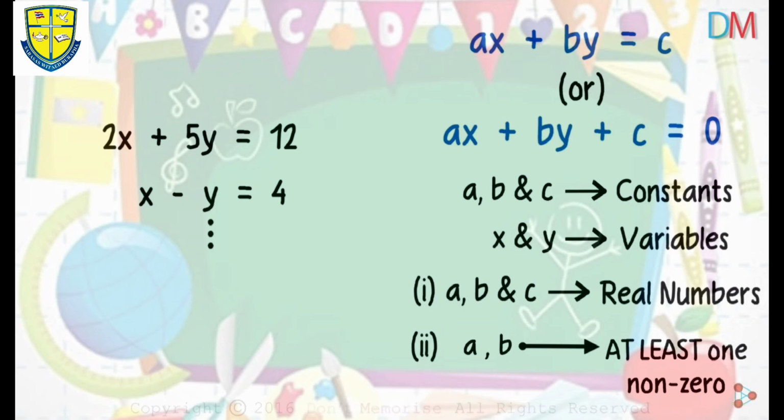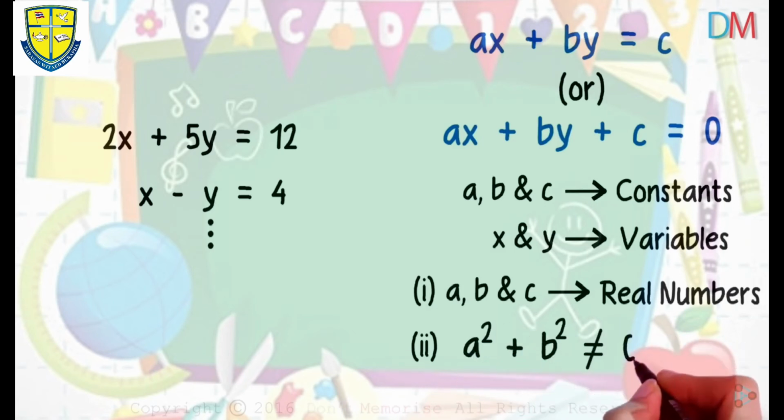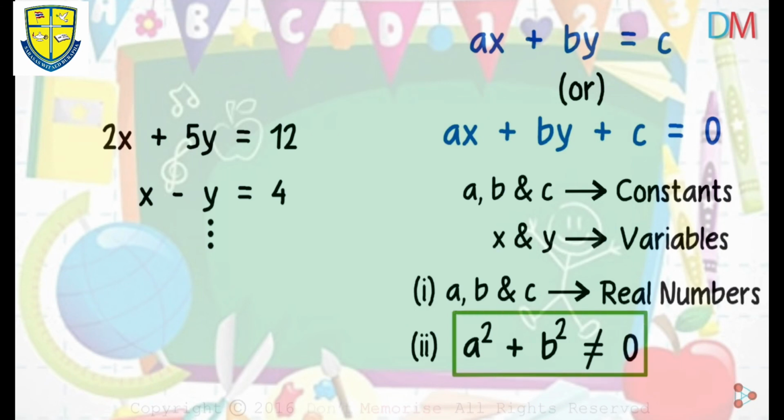It's interesting and a very innovative way to write it. It can be written as a squared plus b squared is not equal to 0. This will imply that both cannot be 0 together, because if both are 0, then the left-hand side will equal 0.